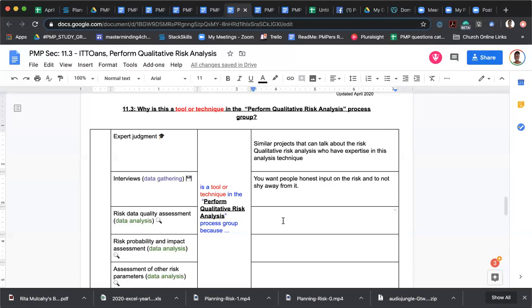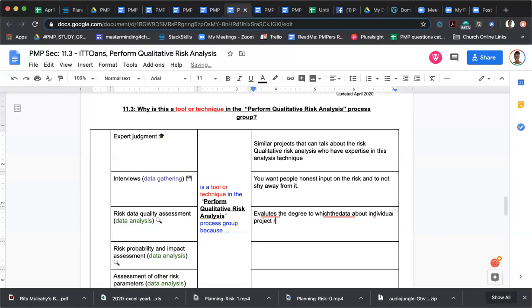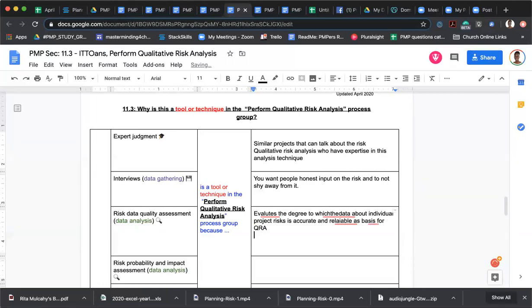Okay, so risk data quality assessment. I'll just look at that first line. It evaluates the degree to which the data about individual project risk is accurate. So it's basically data feasibility, how usable the data is that you're obtaining in order to conduct the qualitative risk analysis. That's nice and simple.